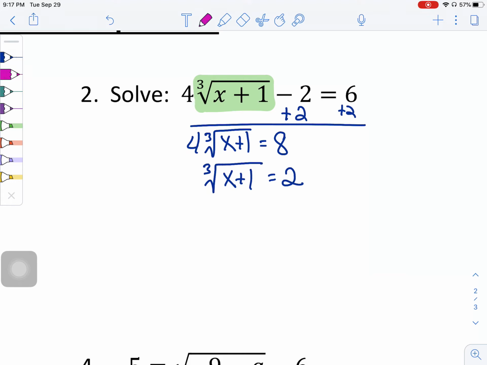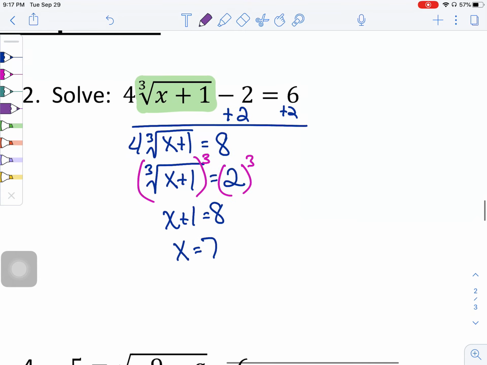Everything in math has an opposite operation. The opposite operation to cube root is the power of 3. Okay, so what you do to one side, do to the other. So x plus 1 is equal to 8, which means x is equal to 7, maybe. All right? By the end of this video, you'll probably be sick of me saying maybe. So off to the side here, I'm going to check my work. Every single time, you have to check your work.